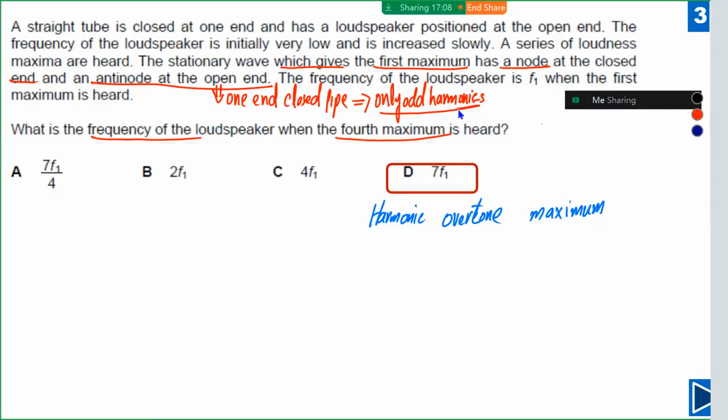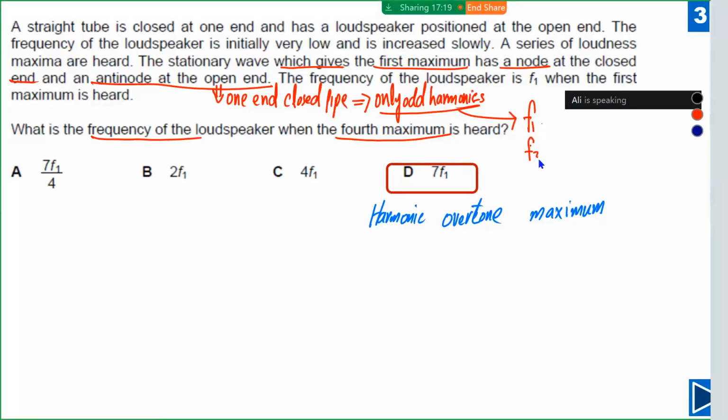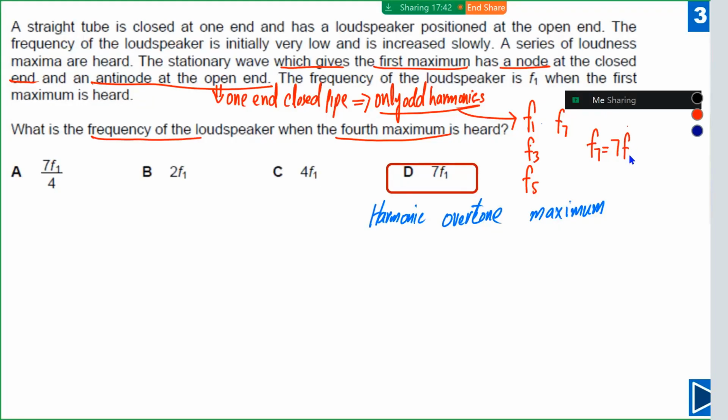As I mentioned, only odd harmonics. It means the first harmonic frequency will be F1. The second one, in this case, will be F3. The third one will be F5. And the fourth one will be F7. Only odd harmonics. Now we need to understand F7. F7 means the seventh harmonic. F7 has to be equal to 7 times F1. So its frequency is 7 times the fundamental frequency or first harmonic. So simply you can find the answer from here.